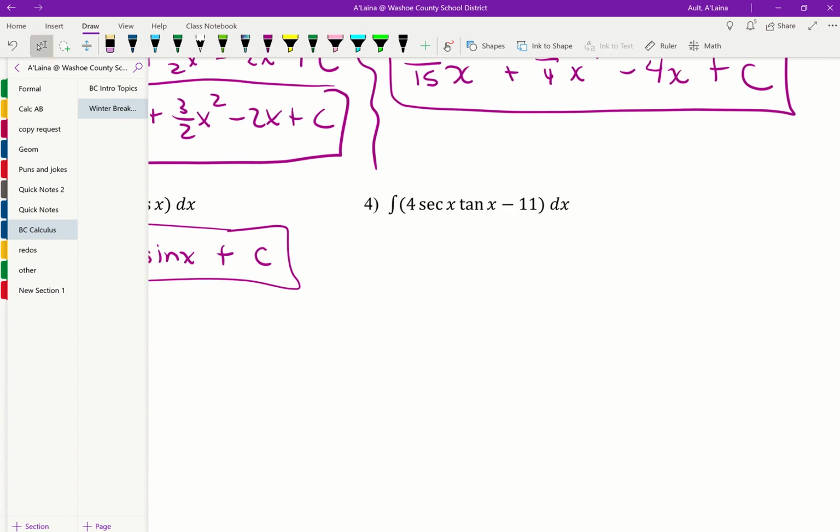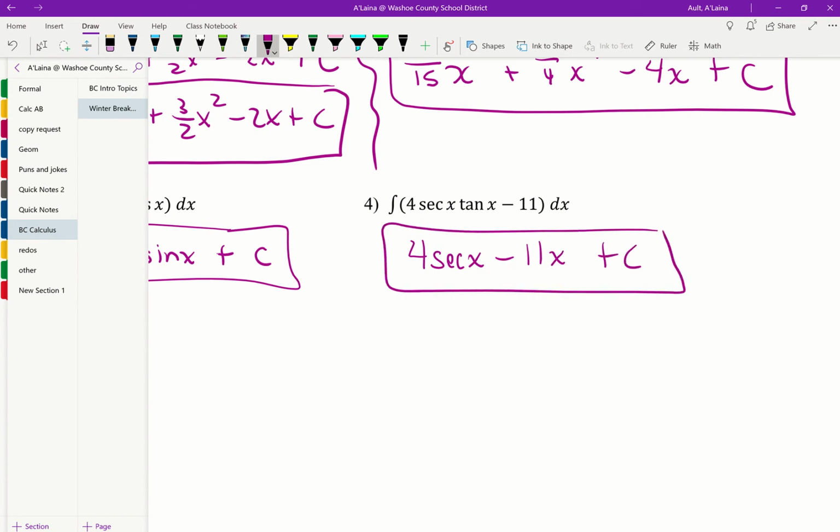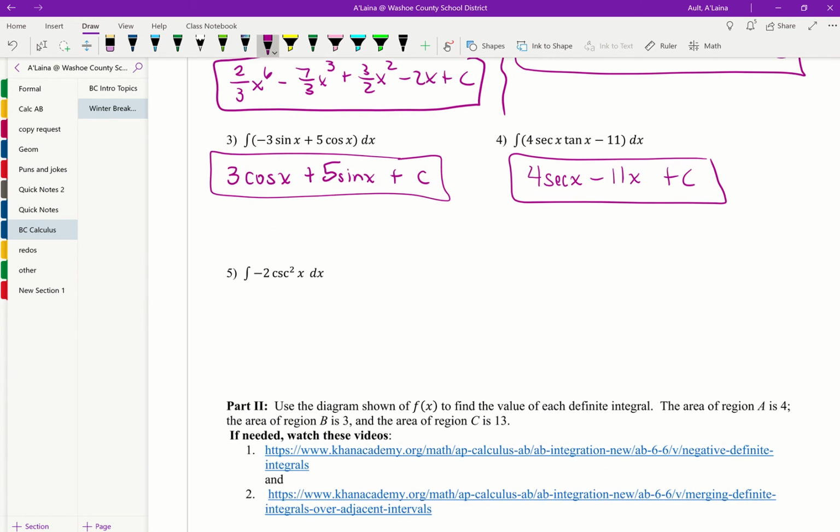Number 4, what function has a derivative of secant x tangent x? That's secant x with a multiplier of 4, and then minus 11x plus c. Last one, what function has a derivative of cosecant squared of x? Well, the derivative of cotangent is negative cosecant squared of x. I already have a negative here, so this would be 2 times the cotangent of x plus c.